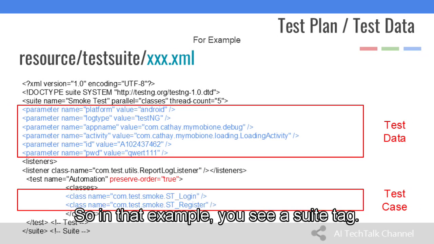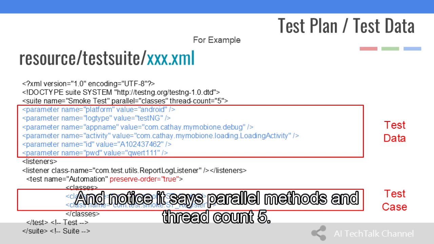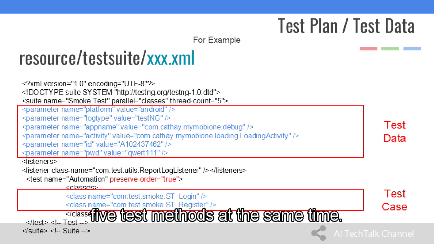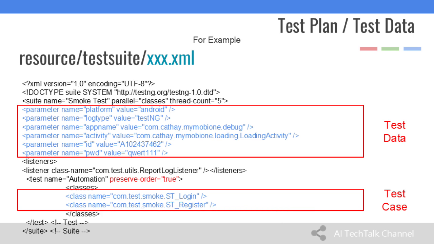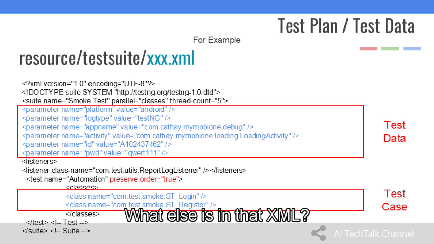So in that example, you see a suite tag. That's like the main container. This one's called smoke test. And notice it says parallel methods and thread count 5. That means it can run up to 5 test methods at the same time. Big time saver for large test suites. Parallel execution. Definitely see the benefit there, speed things up. What else is in that XML?